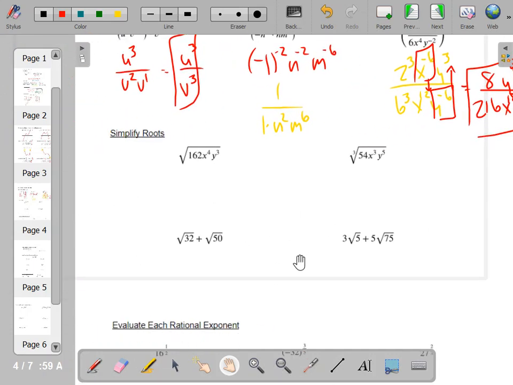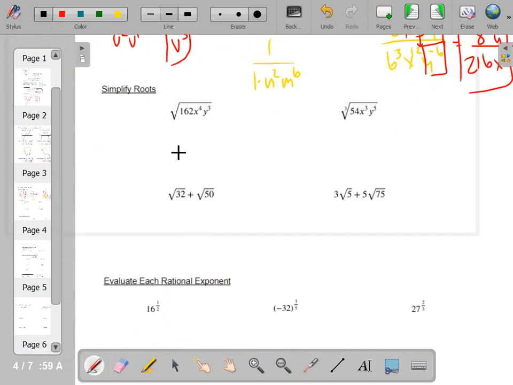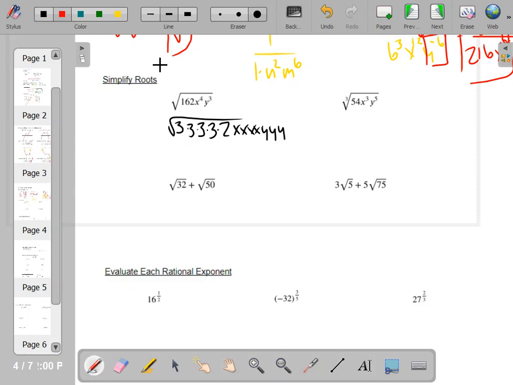Simplify roots. The first thing I like to do is factor. That's 81 times 2: 3, 9, 27, 81, 2, x, x, x, x, y, y, y. This is a square root, so we're looking for groups of 2. All of those can come out.